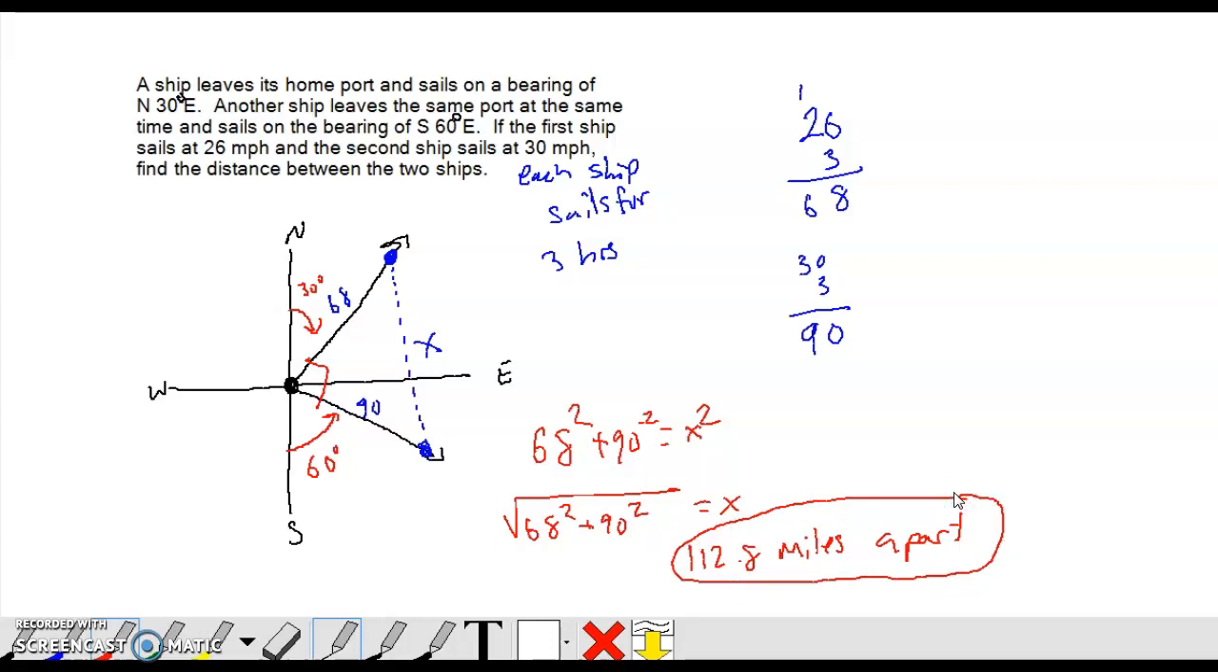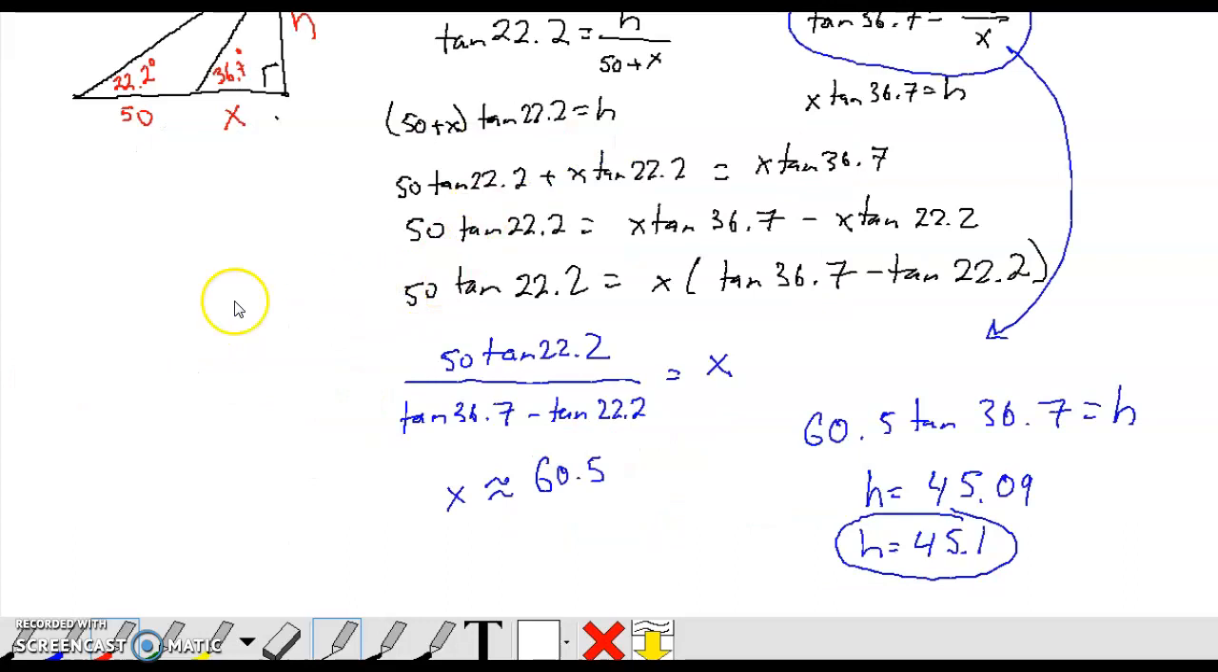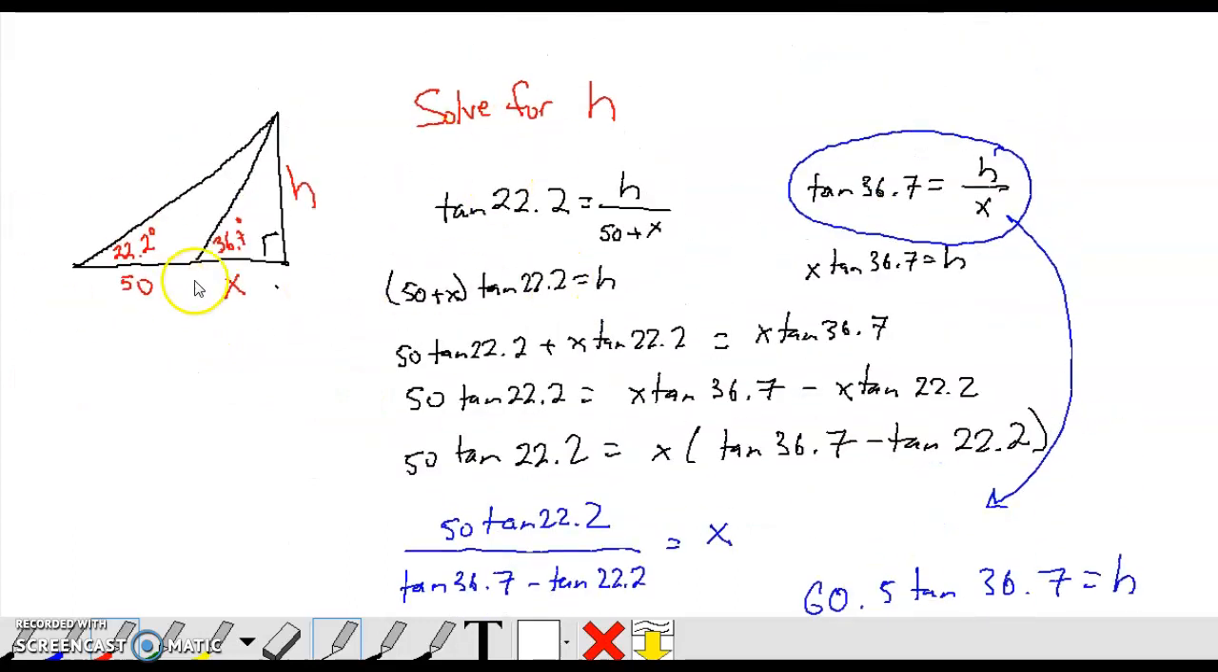So again, a different type of problem to create your right triangle. Just try to figure out, draw your north, south, east, west line, and figure out what's happening in between the two. And again, you're either going to use the Pythagorean theorem or some sort of trig problem in order to find the distance. So again, different types of applications for the trig problems.